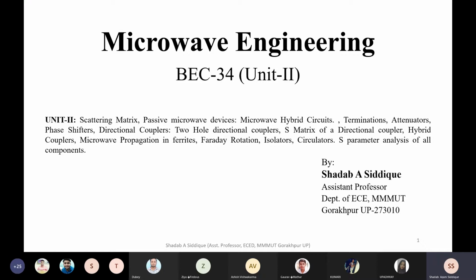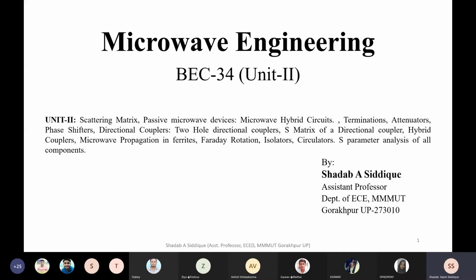So whatever the component we have, we will see the S parameter for all. Although you will not get analysis of S parameters in the Samuel Liao book, for a few of them it is given, but not for all. Some of them directly have the S parameters written. So I'll discuss the S parameter for all, in detail. Now we are going to start the scattering matrix. The first topic is the scattering matrix.